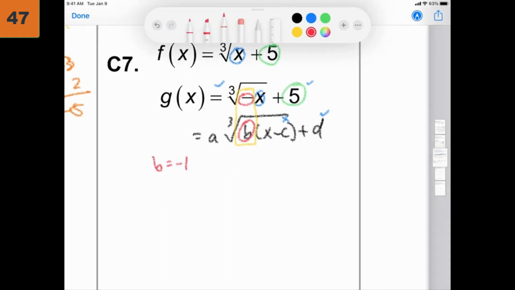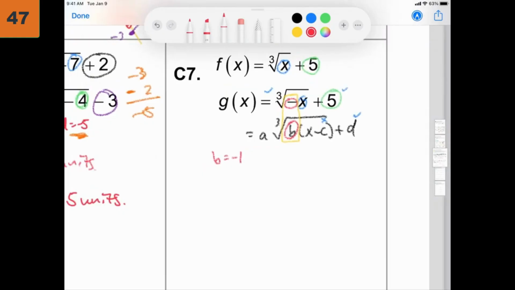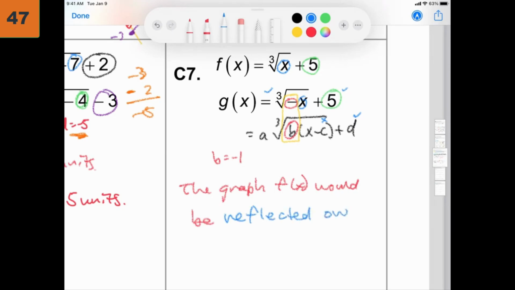So if you look back at your notes, what happens when your b value is negative, or the negative's inside, you have basically what? The graph of f of x would be reflected over the y-axis to create g of x. So that's what b equals -1 does for C7.